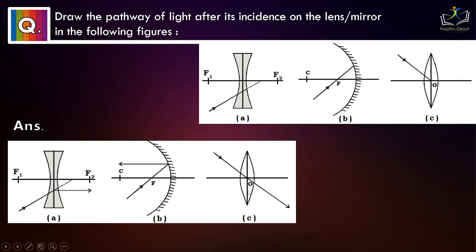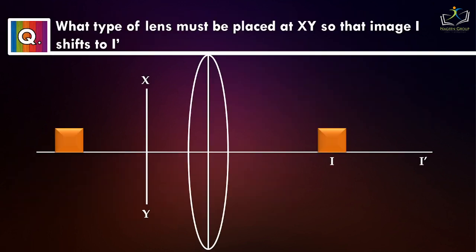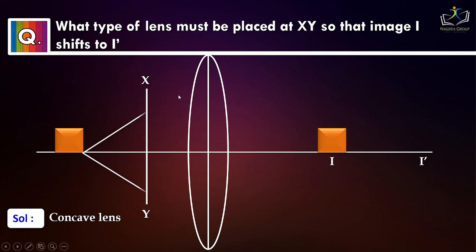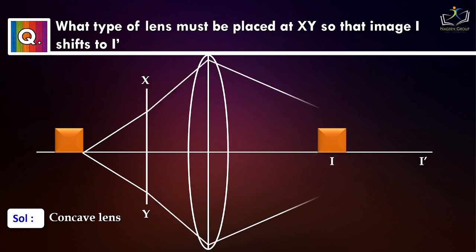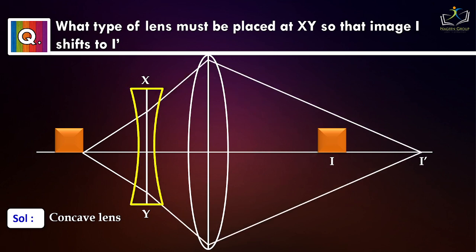Another one, we have a convex lens. From this, a line which is passing through the optical center gets undeviated. What type of lens must be placed at XY so that image I shifts to I dash? So here we are taking this concave lens. What type of lens must be placed at XY here, right? So that the image I shifts to I dash. So these are I and then I dash. So this type of lens is a concave lens.